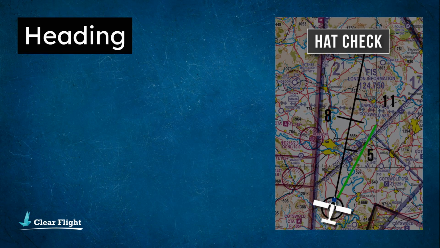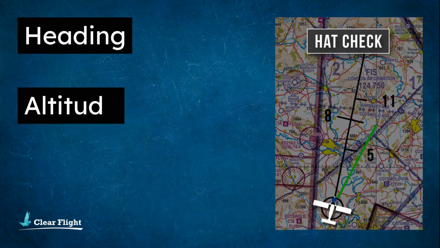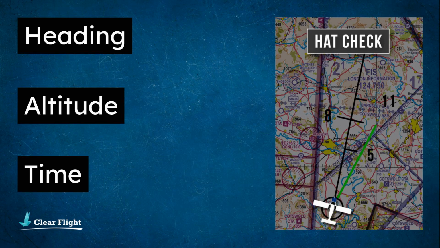The course pointer should be set to your desired track. Altitude. Check your pre-planned altitude, set your altitude bug and climb or descend as necessary. Time. Record your actual time of arrival at the start of the leg and calculate your estimated time of arrival for the end of the leg.